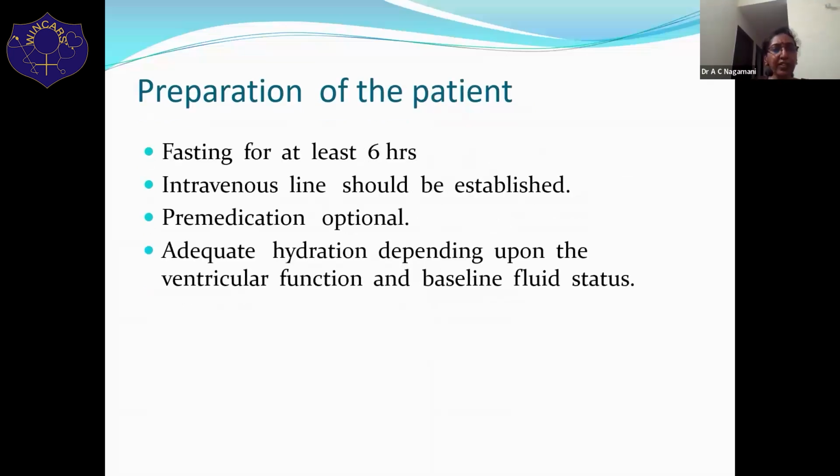It is better to ensure fasting for at least 6 hours, but we are not very strict with this. But before starting the procedure, see to it that an intravenous line is established. Pre-medication is optional. If somebody is very anxious, maybe we can consider a small dose of midazolam or benzodiazepine the night before the procedure.